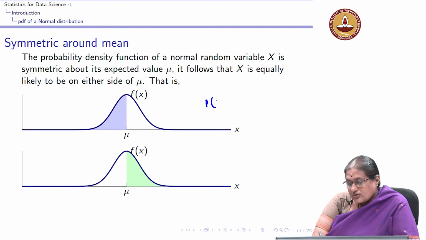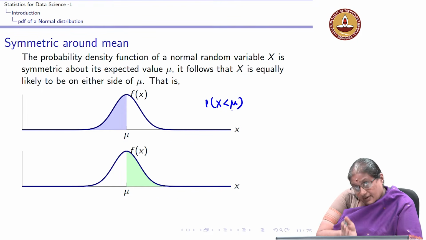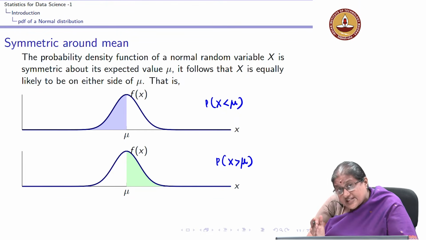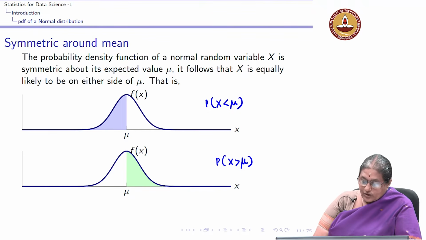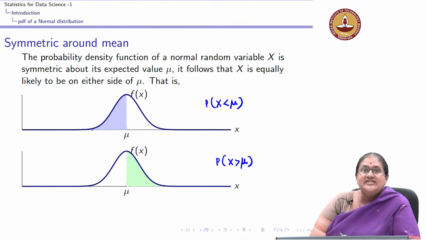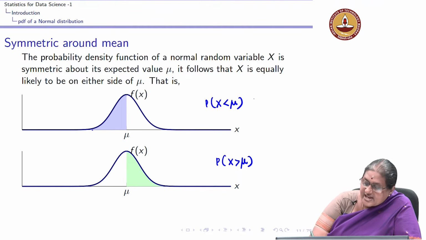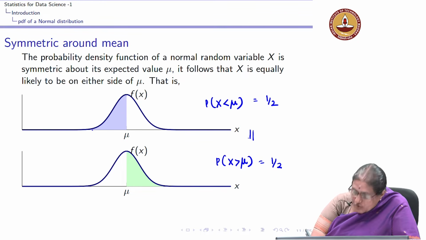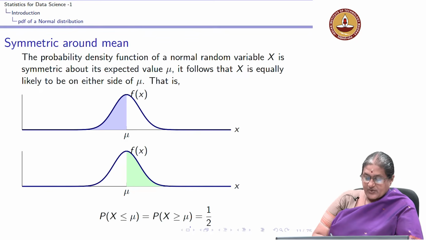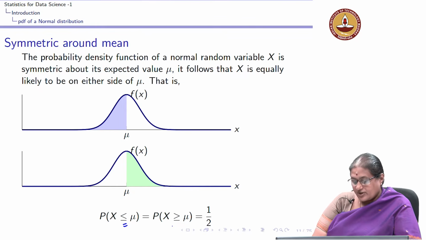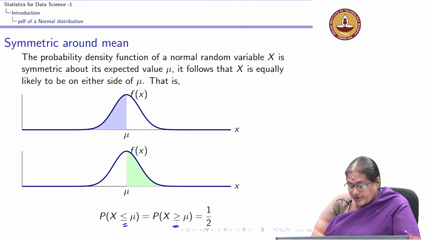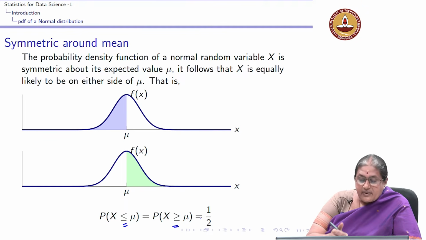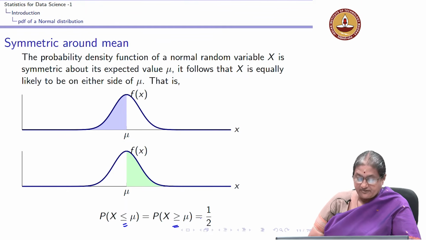So, this is going to give the chance of x lying lesser than mu, and I know that this is going to be equal to the chance of x lying greater than mu, and I know that since the area under this curve is equal to half, this area is equal to half, this area is equal to half, and these two areas are the same. Hence, we have probability x is less than or equal to mu is the same as probability x is greater than or equal to mu, which is equal to half. This follows from the symmetric nature of the density function.